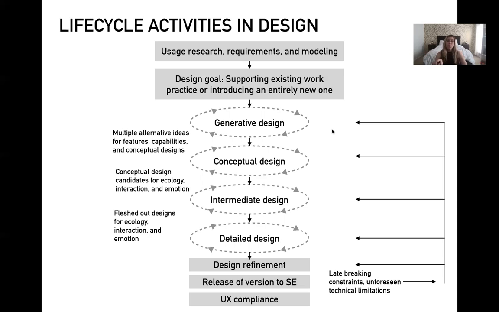So once you have your design goals, you can start sketching or doing generative design. Then you'll move into conceptual design, intermediate design, and detailed design. I'll cover those definitions just briefly here. So generative design means you're going to consider multiple alternative ideas for features, capabilities, and conceptual designs. In the conceptual design phase, you're going to consider candidates for ecology, interaction, and emotion. And then in the intermediate and detailed design phases, you're going to flesh out those designs and really get into detail with what those designs are going to look like.